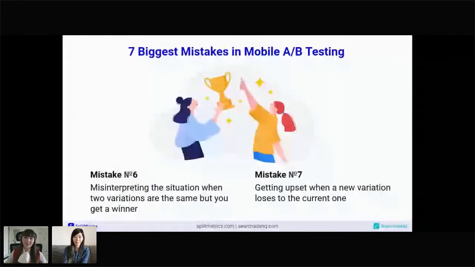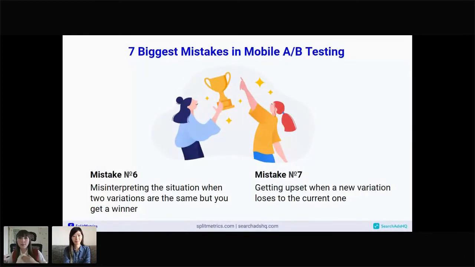Here are the sixth and the seventh mistakes. Mistake number 6 is misinterpreting the situation when two variations are the same, but you get a winner. When running AA tests, you might be confused when an A/B testing tool is showing the winning variation among two identical assets. In particular, this is most common for the Google Play Store's inbuilt tool. But if you get the winning variation when testing identical assets, there is nothing wrong with your A/B testing tool. It's just a coincidence. It's just like flipping a coin.